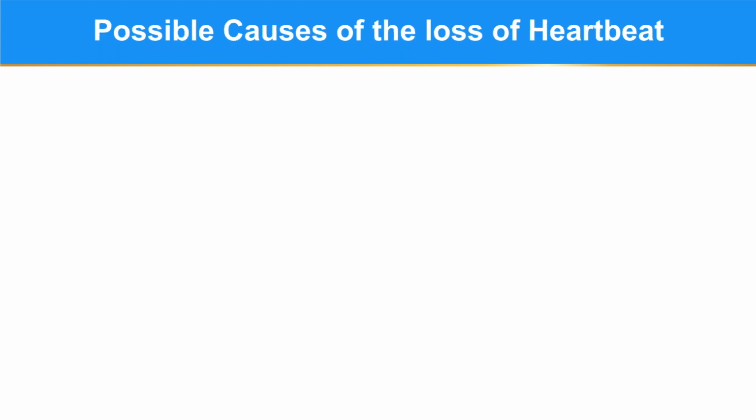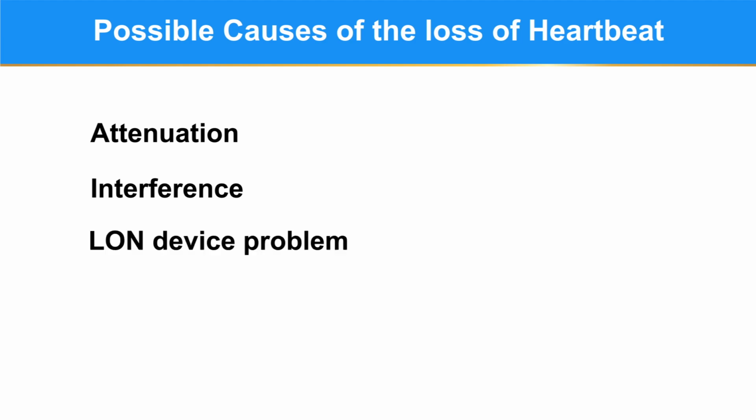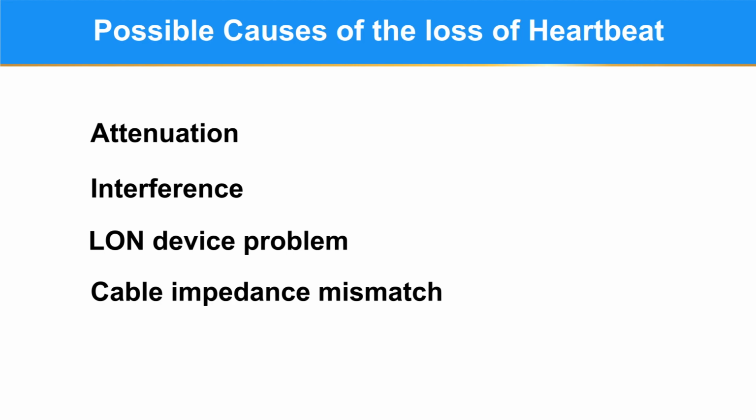The possible causes for the loss of heartbeat is attenuation of the heartbeat as it travels through the network. The loss of the heartbeat could be because of interference. This is where electrical noise from something outside the LON network is being coupled onto the LON network and is distorting the heartbeat beyond recognition. The loss of heartbeat could simply be from a defective device. And the last cause covered in this video is from impedance mismatches on the LON network. The symptom of this problem is similar to interference, as an impedance mismatch causes reflections on the network that can clash with communications, distorting them beyond recognition.